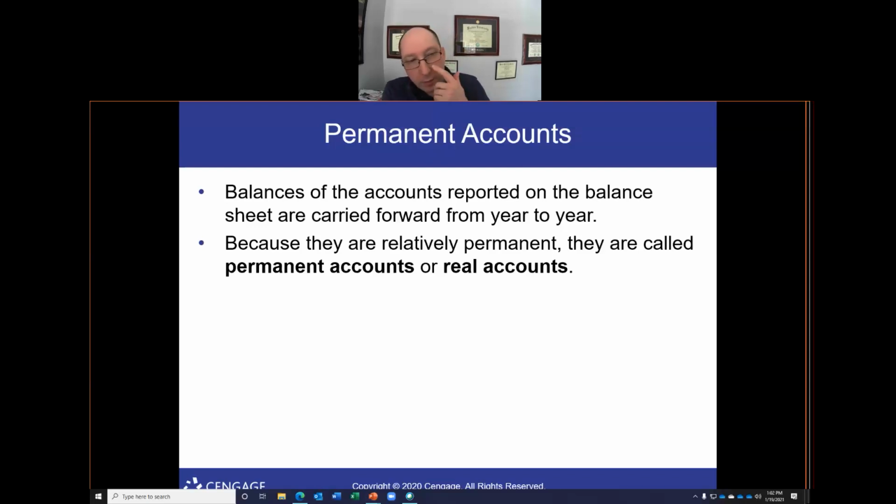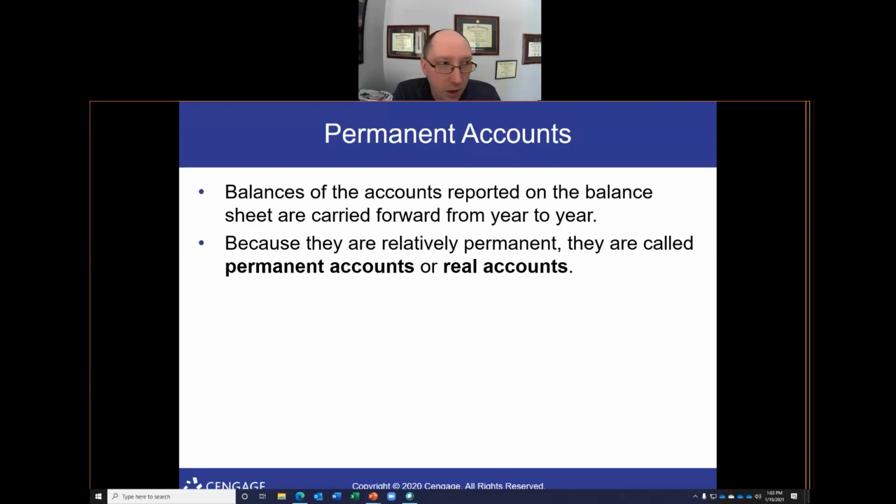Okay, we talked about this a little bit. I talked about temporary accounts and permanent accounts. Permanent accounts are also called real accounts. Permanent accounts are the accounts on the balance sheet. They are carried from year to year. They carry over from year to year.